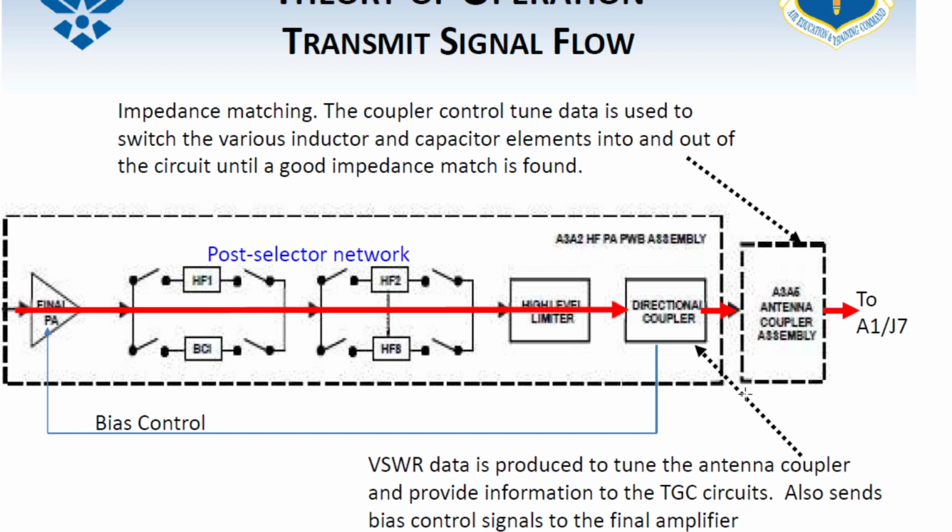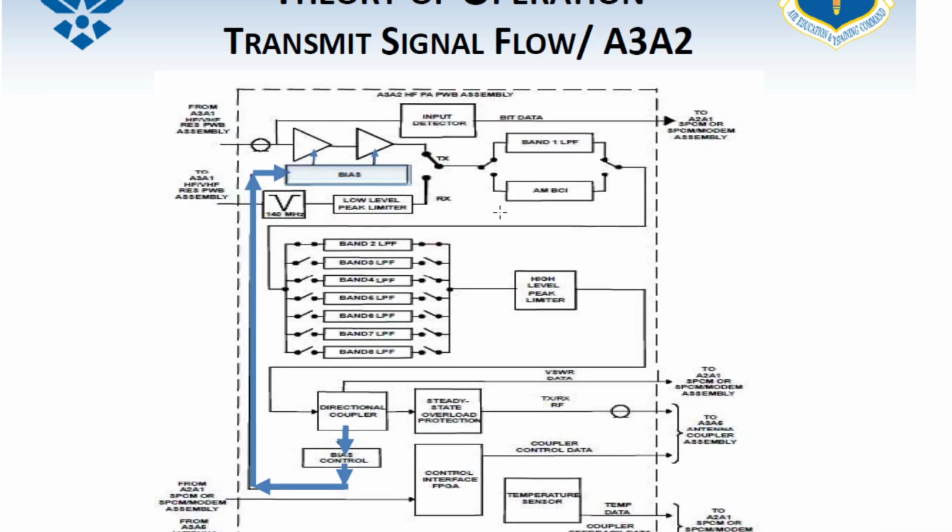Matching impedance. Impedance is resistance, yes. Your total resistance. So it's going to match your total amount of resistance. That's what it's doing. And the couple control tune data is used to switch the various inductor and capacitor elements into and out of the circuit until a good impedance match is found.